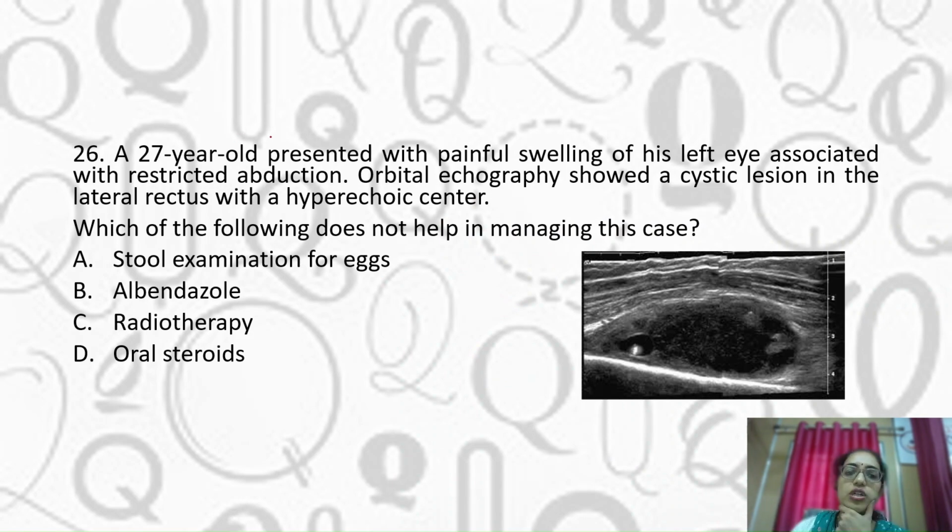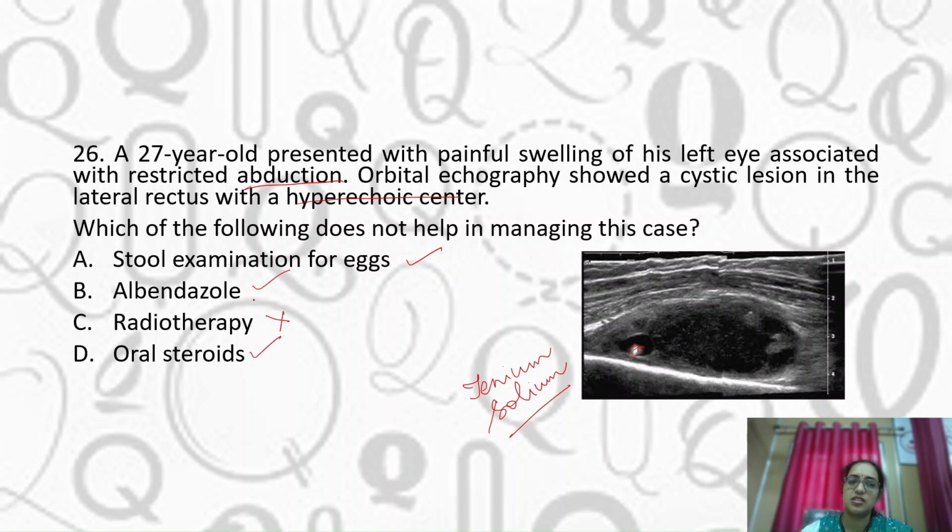A 27-year-old presented with painful swelling of his left eye associated with restricted abduction. Orbital echography showed a cystic lesion of the lateral rectus with a hyperechoic center. So a cyst like this with a hyperechoic center usually signifies a scolex, usually seen in infestation with Taenia solium, and this is known as orbital cysticercosis. Which of the following does not help in managing the case? Stool examination for ova? Yes, it will help because that's how the worm has entered the body. Systemic albendazole, yes. Radiation, no.